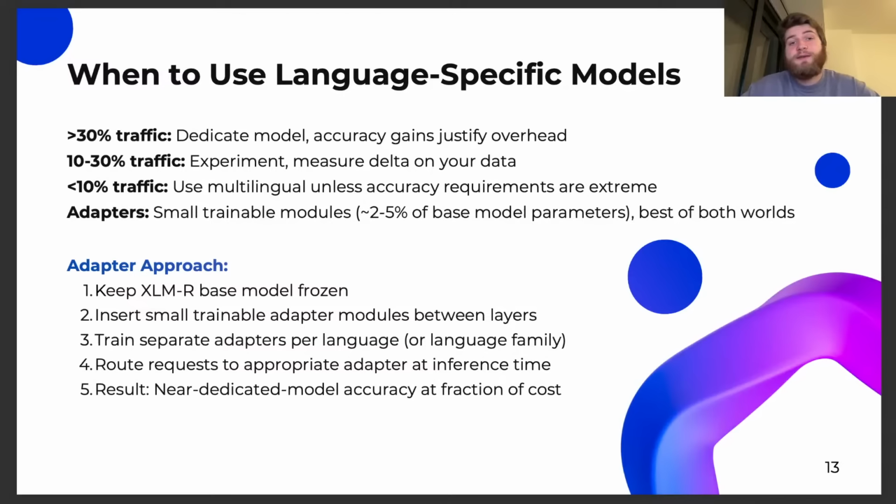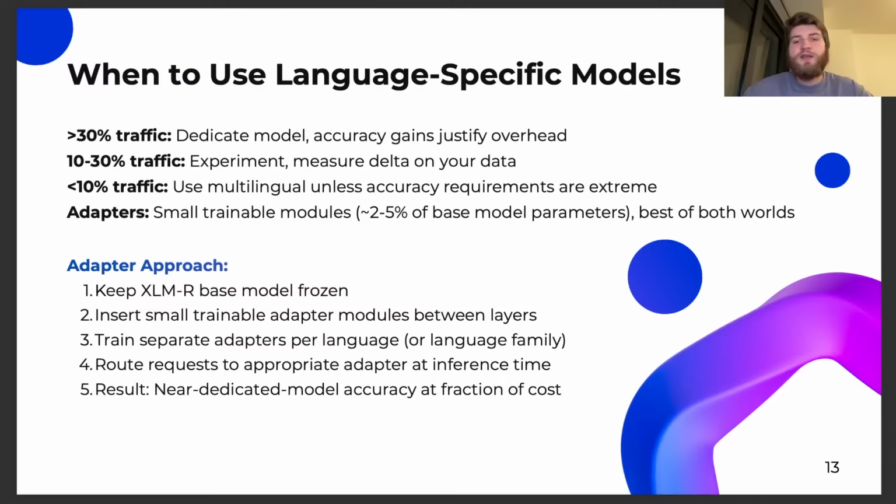But there is an even smarter approach that maintains completely separate models: adapter modules. Adapters are small trainable modules inserted into a frozen pre-trained model. So you train language-specific adapters that specialize the multilingual model for each language. The base model is shared, only the small adapter layers differ. The benefit is that you get much of the accuracy benefit of language-specific models with dramatically lower overhead.